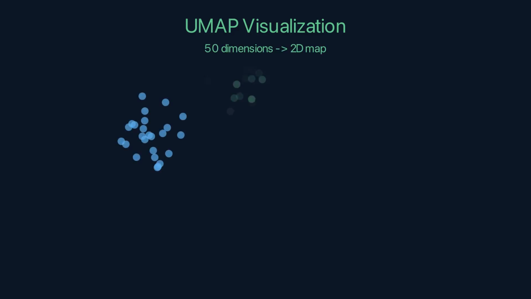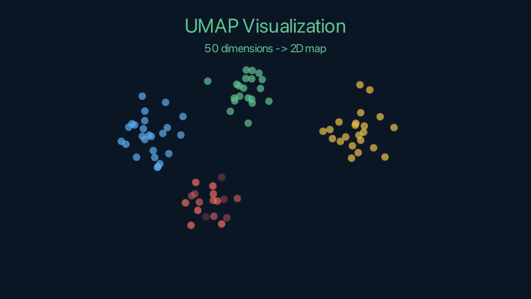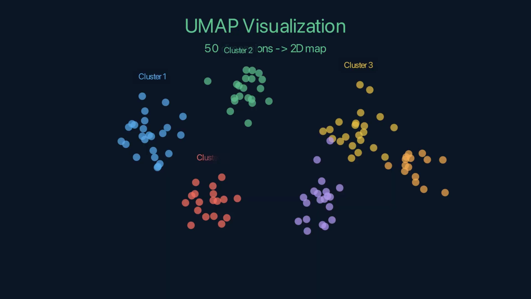The neighbor graph lives in 50 dimensions. You can't visualize 50 dimensions. UMAP projects this graph into 2 dimensions while preserving local structure. Nearby forms in high-dimensional space stay nearby in the 2D plot. The result is a classic blob plot. Colored clusters spread across a 2D canvas.